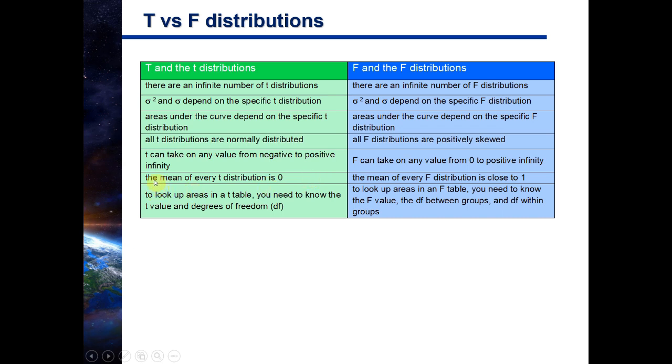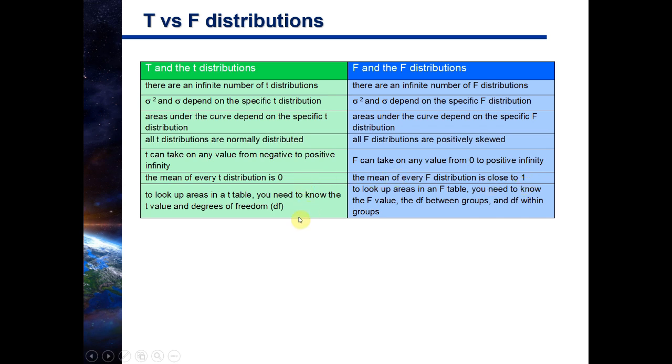Okay, the mean for every T distribution is 0, just like it was for Z. So for Z and T, the mean is 0. But the mean for every F distribution is going to be somewhere close to 1. Again, it's going to depend on which F distribution. I can't say it's going to be 1 all the time, that wouldn't be true. Sometimes it's going to be a little less than 1, and sometimes a little more than 1, but it's going to be fairly close to 1.